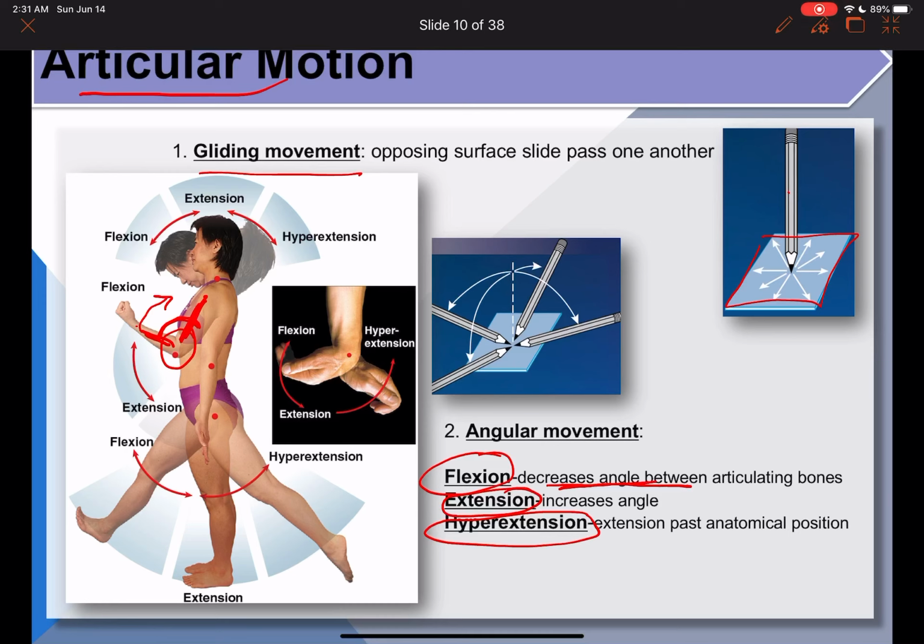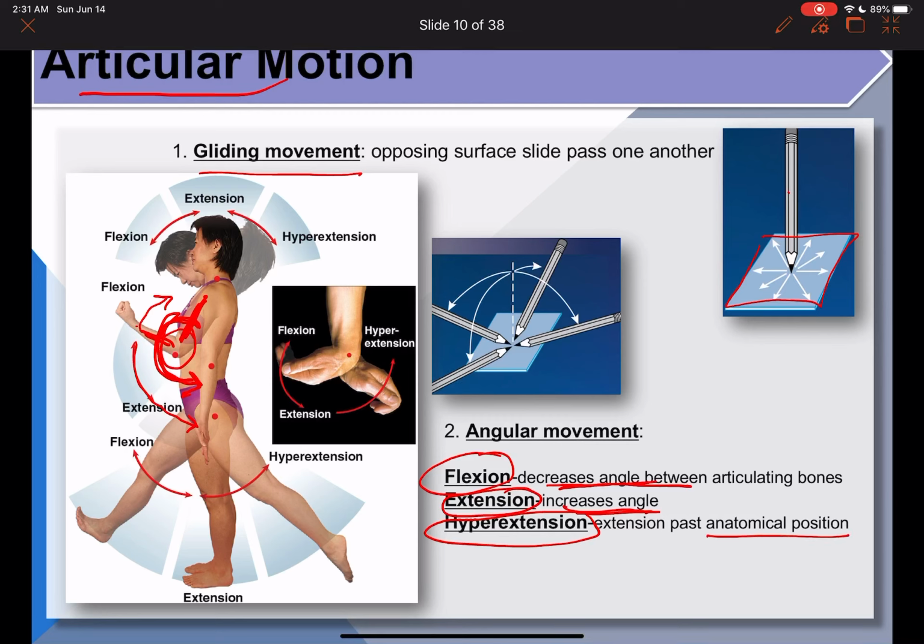But if you're putting your fists down here, as in anatomical position, you're increasing that angle to here, okay, 180 degrees. And so that's why it's called extension, increasing in angle. And then hyperextension is if you go past your anatomical position.